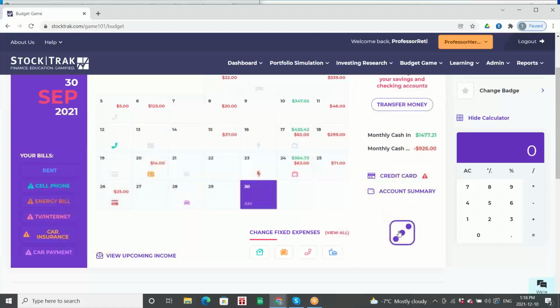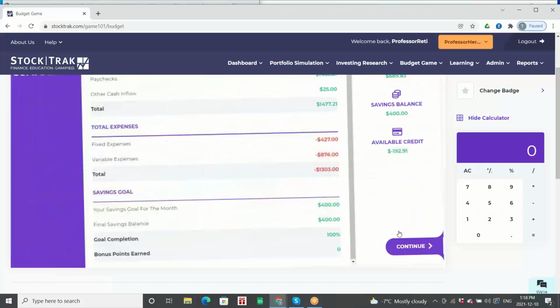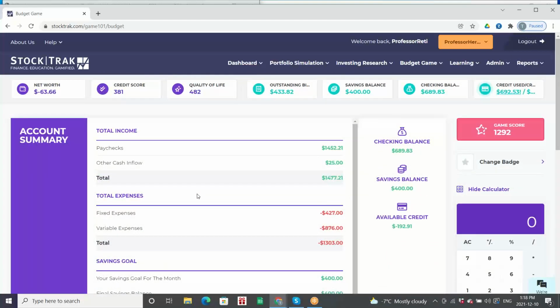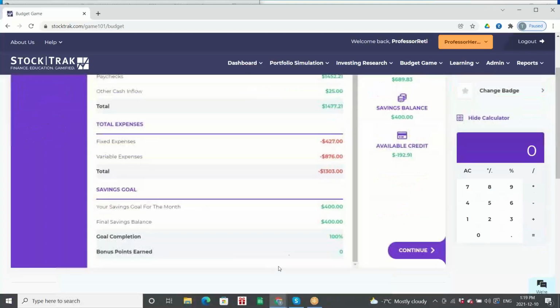And this will be our last throw of the die. We'll see what comes up. Oh, great. So this is my account summary for the month. It shows that I earned $1,452. I got some other cash, perhaps that's tips. So I have fixed expenses, variable expenses. My saving goal for the month was $400. My final saving balance was $400. So I've completed all of the goals in the game.